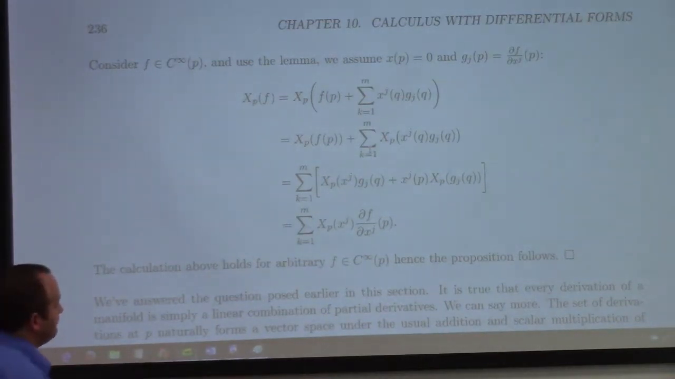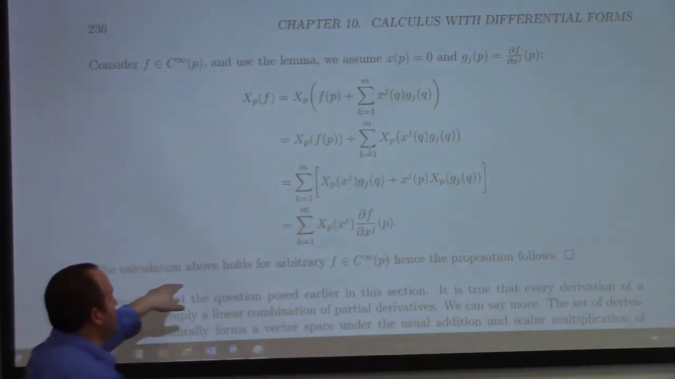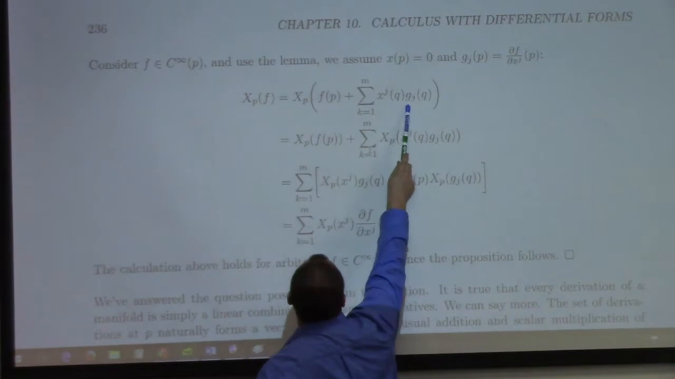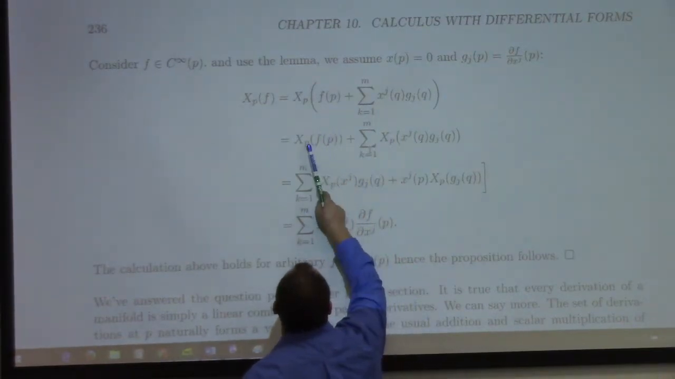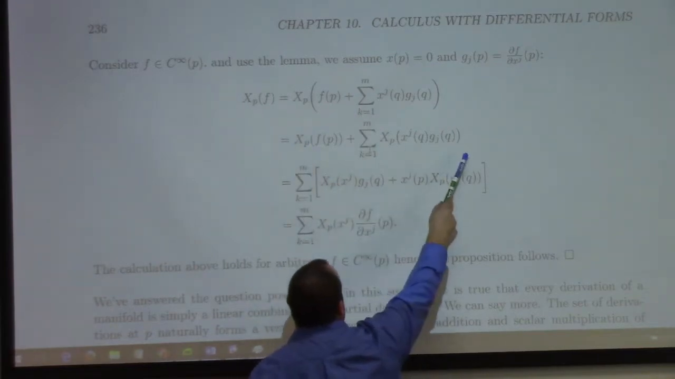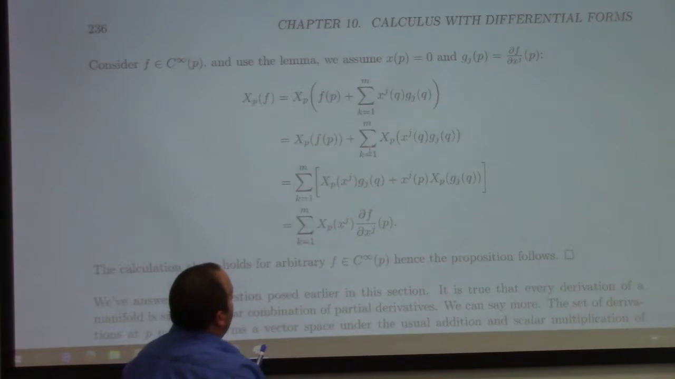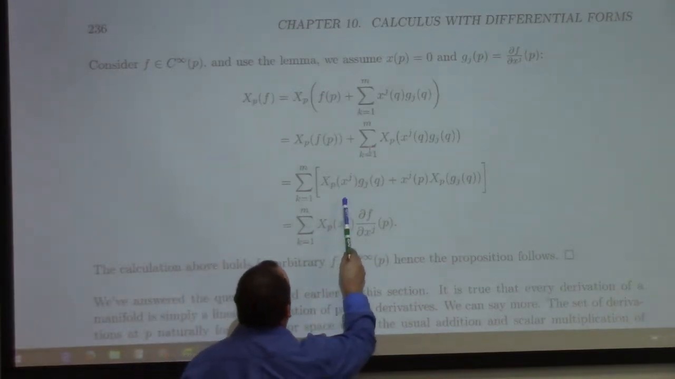So I replace f with this formulation of f, and then I have Xp of f of p plus that, because it's a linear transformation, so I can do that. And then what's this next step here?